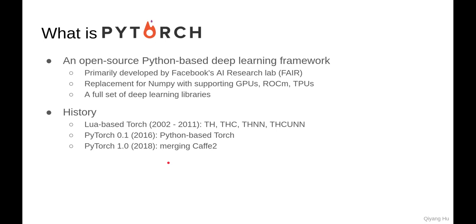A big movement happened in 2018 when Facebook merged those 2 projects into one. Technically, they moved the backend of Caffe2 into PyTorch, and then PyTorch became the major deep learning framework at Facebook. So this is PyTorch 1.0. From then on, PyTorch has been updated frequently and actively.